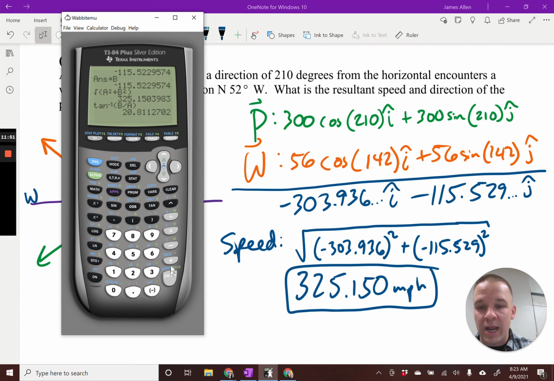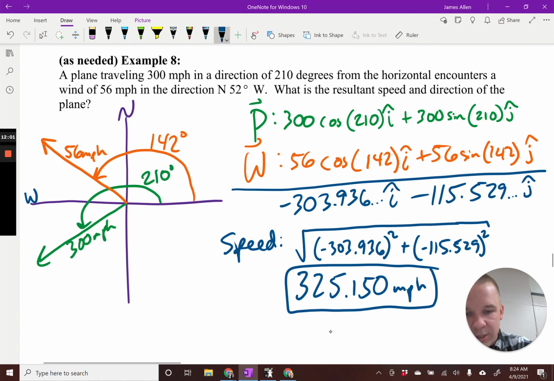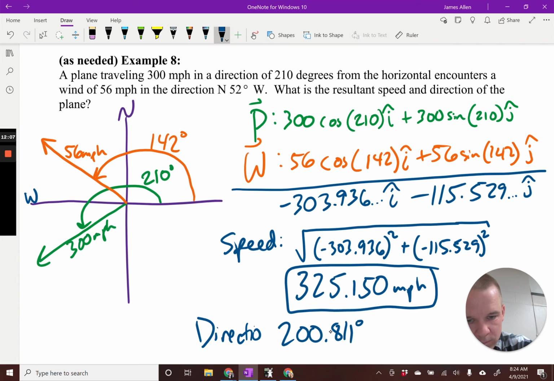So if I do 180 plus that, this will give me my actual direction, which is 200.811 degrees. So direction, 200.811 degrees. Right? We do have to do a bit of thinking. We can't just put that 20. That would mean that the plane was flying this way now. What? That's a terrifying wind. We don't even want to be flying in that, right?